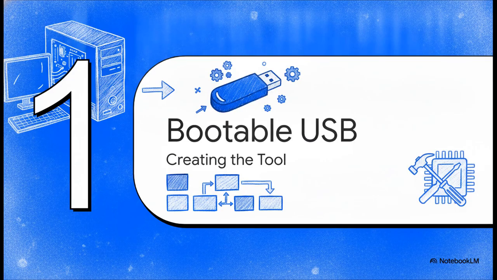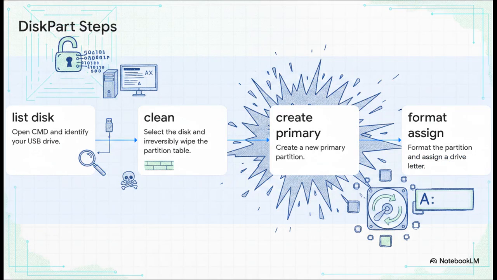Section 1, creating a bootable USB. We're going straight into the matrix here, using the command line with a built-in tool called diskpart. Picture this kind of like a heist movie. You gotta get in, execute the commands flawlessly, and get out. You open the command prompt as an administrator, type diskpart, and run list disk. You find your USB drive, let's say it's disk 2. Next, you type select disk 2.